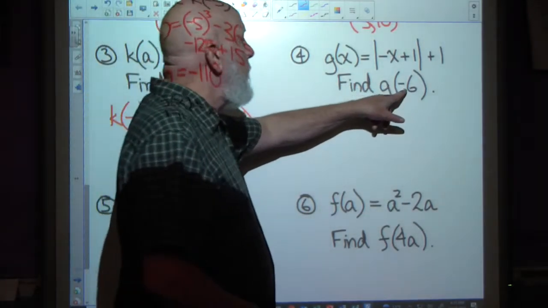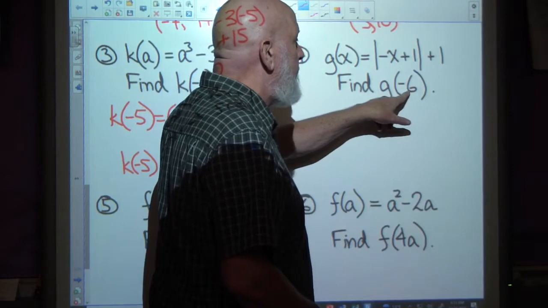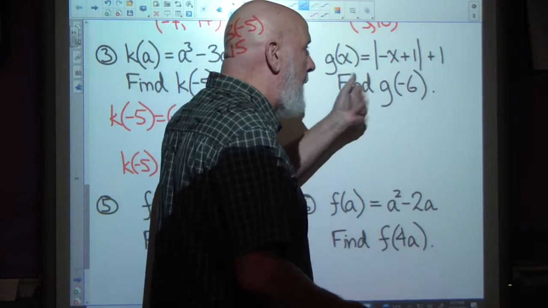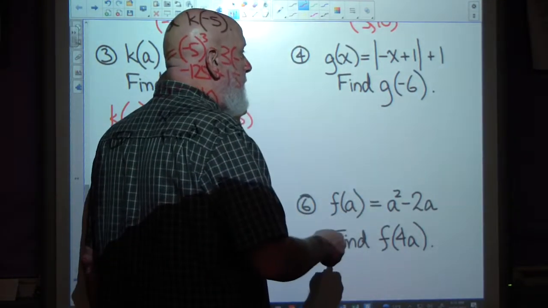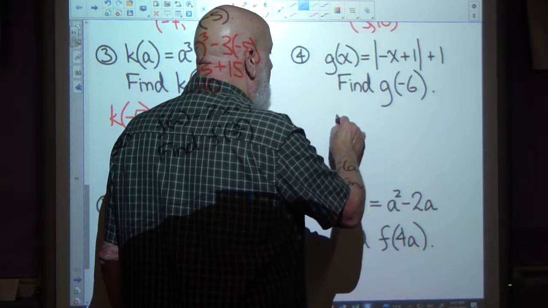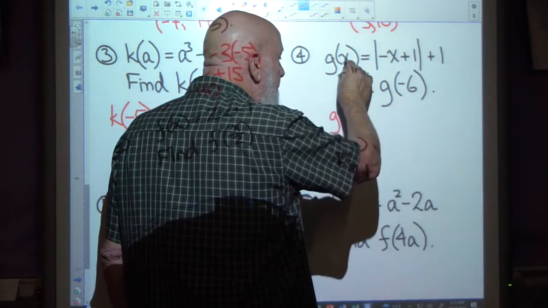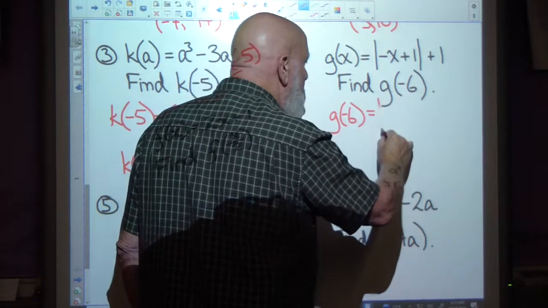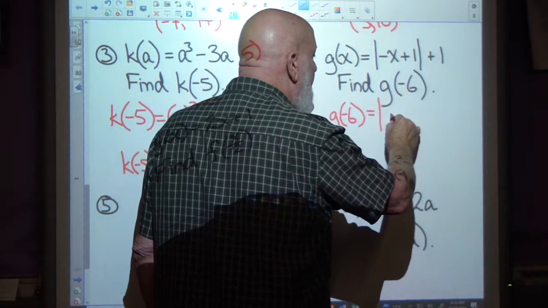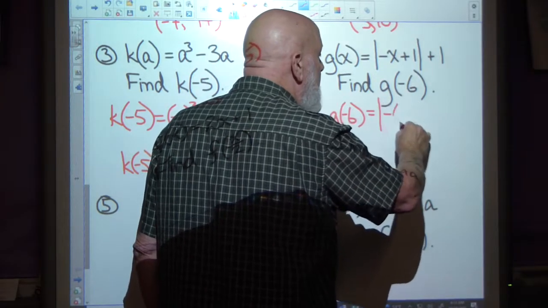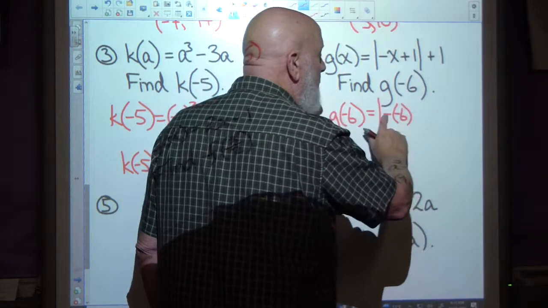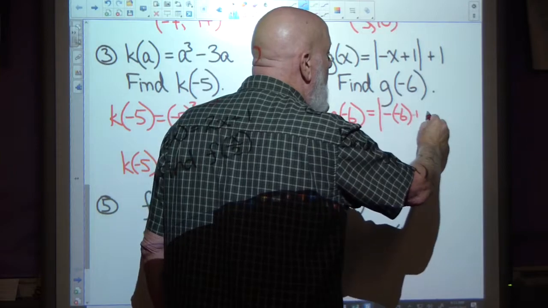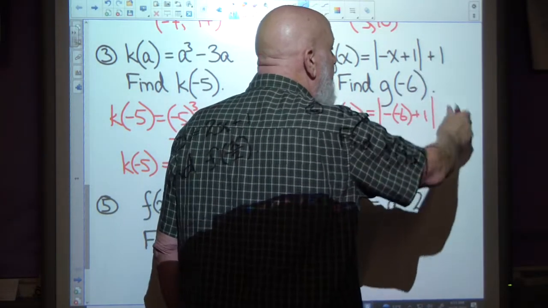So all I'm going to do is evaluate the g function at negative 6. Wherever there's an x, I'm going to plug in a negative 6. Try not to make any mistakes with my arithmetic. So here we go. This would be g of negative 6 instead of x is equal to the absolute value of negative, I'm plugging in negative 6. So it's a double negative, this is positive, plus 1. And then there's a plus 1 outside.